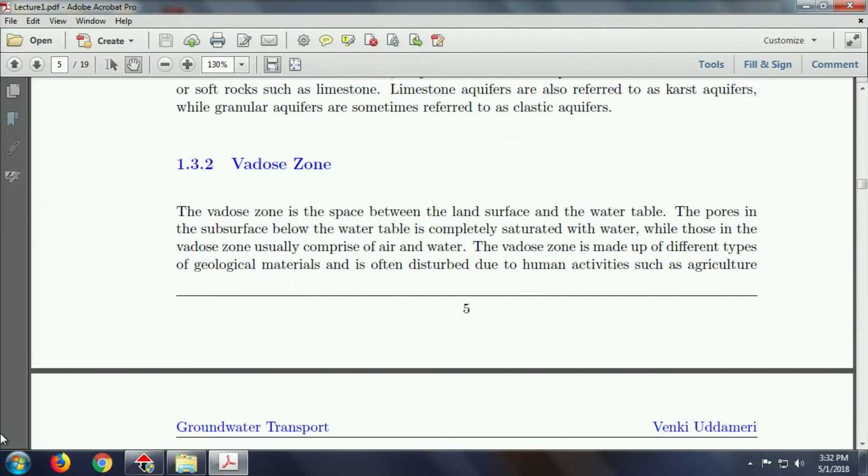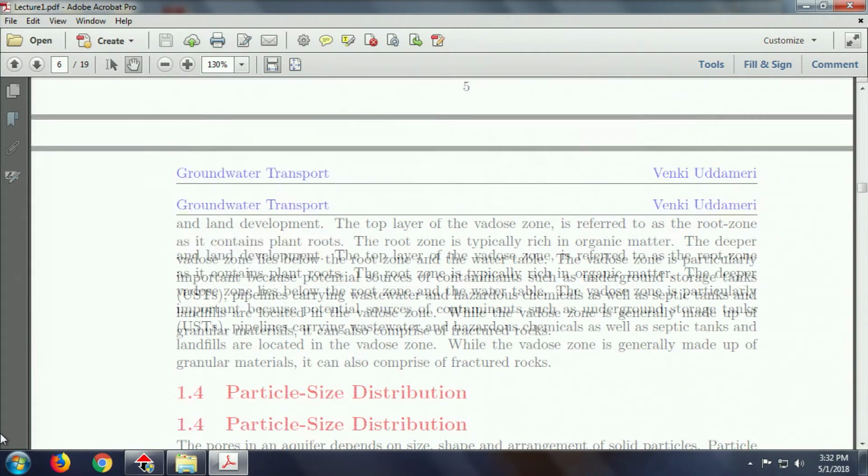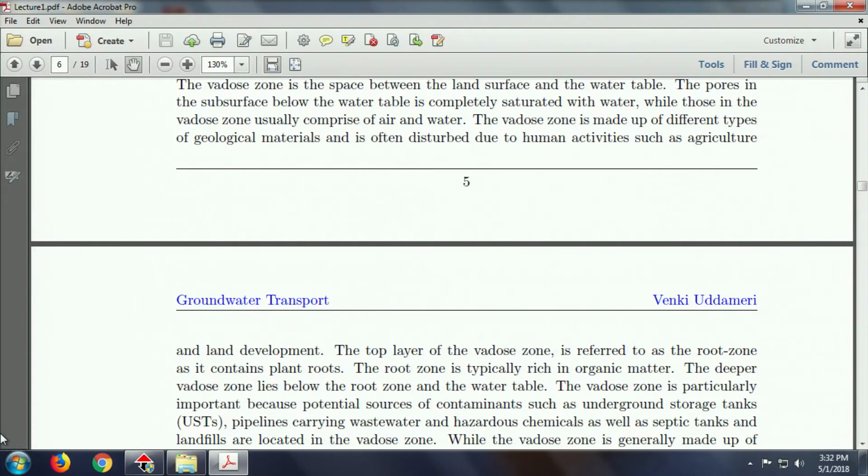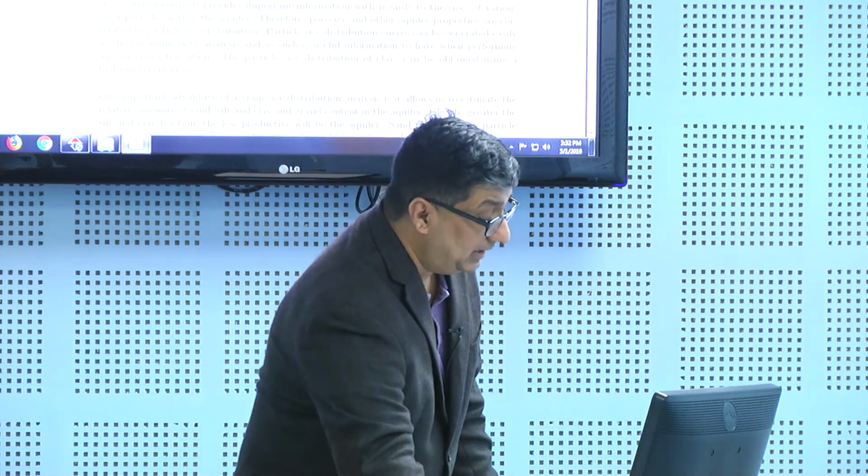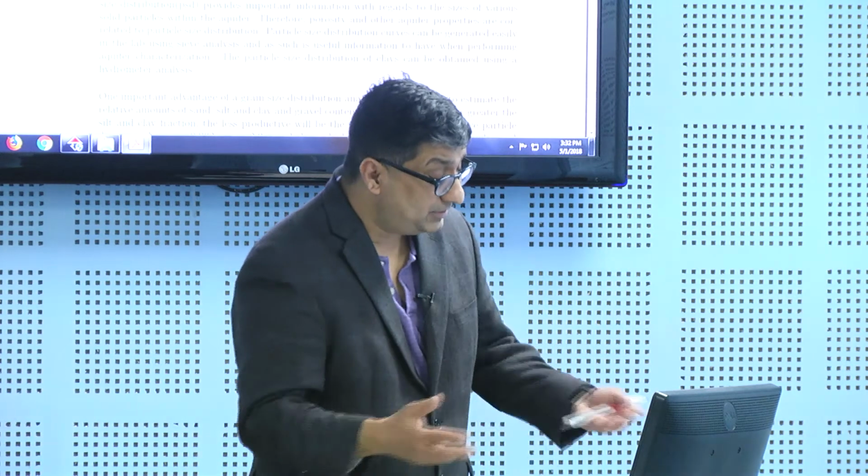Okay, vadose zone, we talked about the vadose zone. This is between the top and the bottom. The top of the land surface all the way till your water table is your vadose zone. The vadose zone has 3 phases: solids, liquids, and air. The water is held under tension in the vadose zone. That's the characteristic of a vadose zone. And of course, in the aquifers, the water is fully saturated.